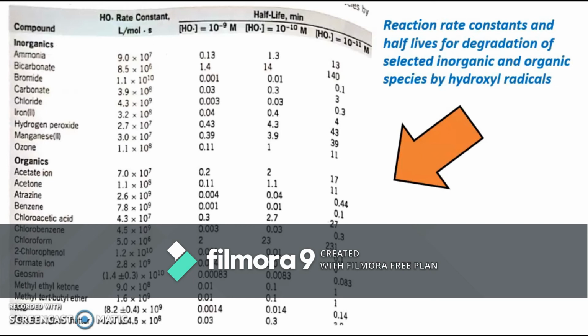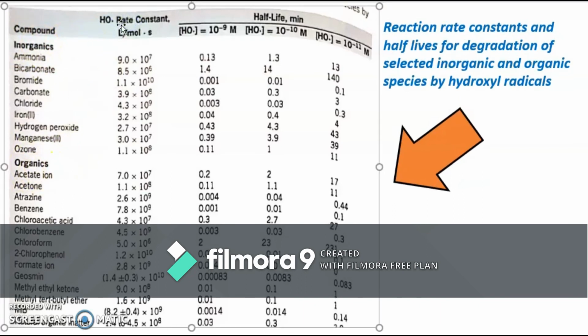So in this table, you see the second order rate oxidation reaction constant for degradation of selected inorganic and organic species by hydroxyl radicals. So these are inorganics, organics. We have the hydroxyl rate constant, and we have different concentration of hydroxyl radicals, 10 to the minus 9 molar, 10 to the minus 10 molar, and 10 to the minus 11 molar. And these are the half-life.